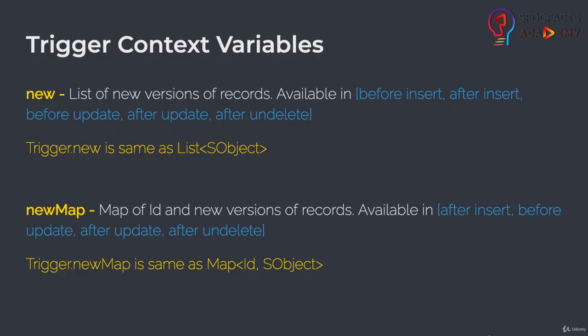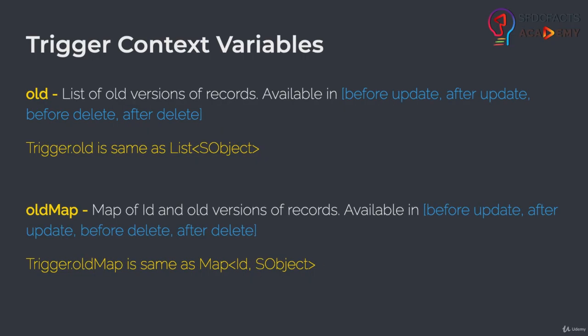As you have already guessed, if we get new and newMap, then we also get old and oldMap, which give us the old version of records. If you use the old context variable, then you are going to get a list of old versions of records. And if you use oldMap, then you are going to get a map of ID and sObject of the old versions of records.